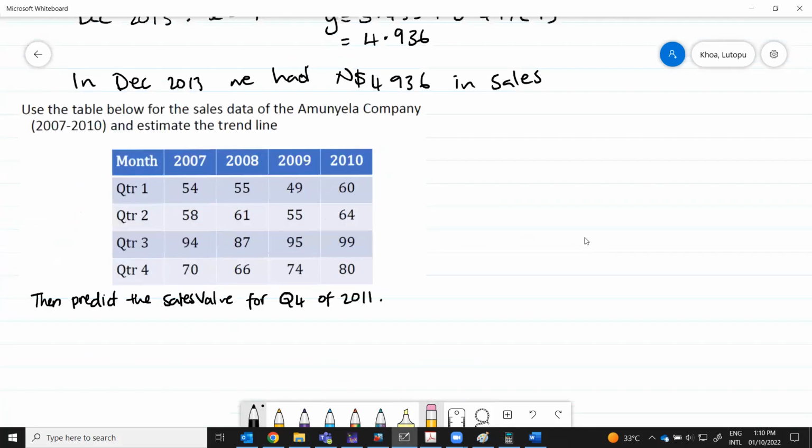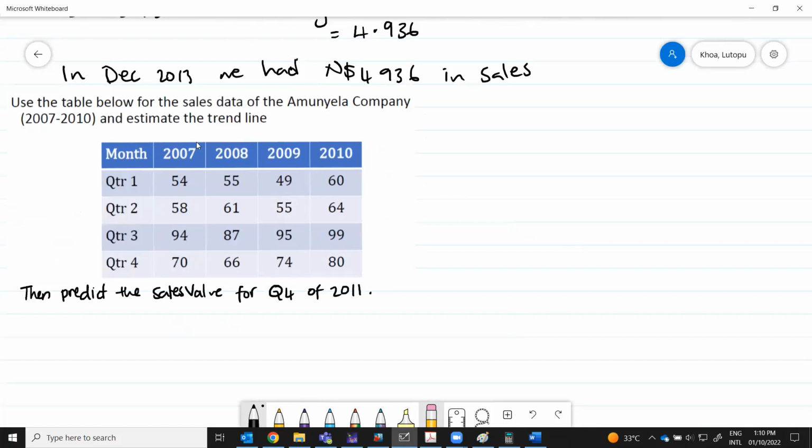Okay, so here it says use the table below for the sales data of the Amanela company and estimate the trend line. So we want to find out y is equal to a plus bx. So we want to solve for a and we want to solve for b. And here we want to then predict the sales value for the fourth quarter of 2011. So with this example, it's not stated explicitly, but in the test you will be told.